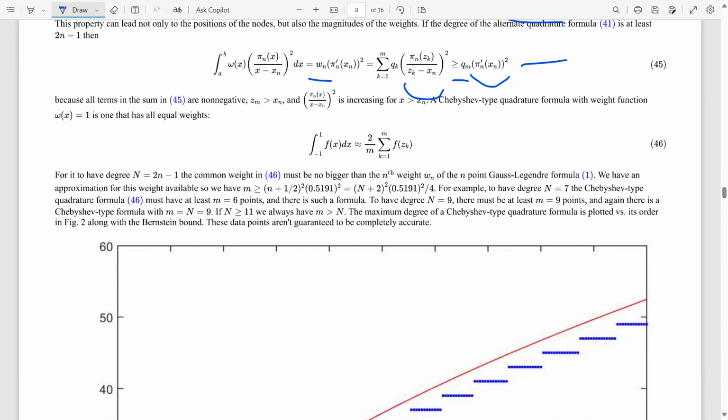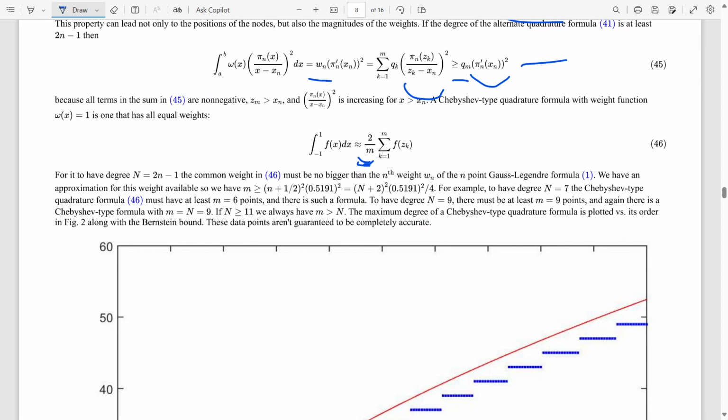Now we get up to here, a Chebyshev-type formula, which has the interval from -1 to 1, omega of x is 1, and it has all the same weights, 2 over m. Then this common weight 2 over m has to be less than W sub n for the n-point Gauss-Legendre formula.